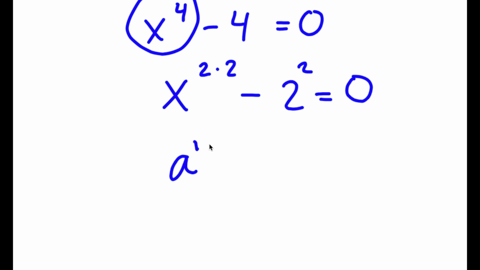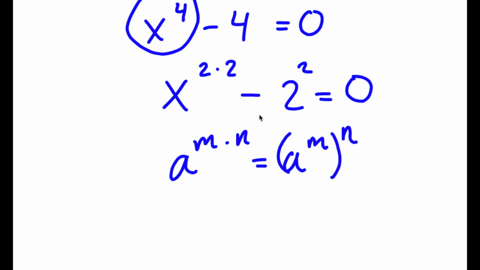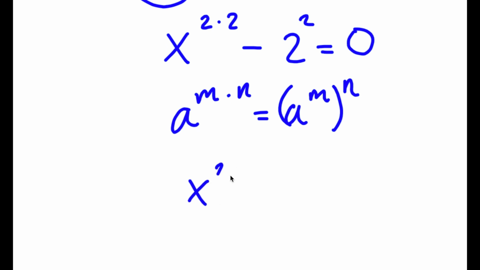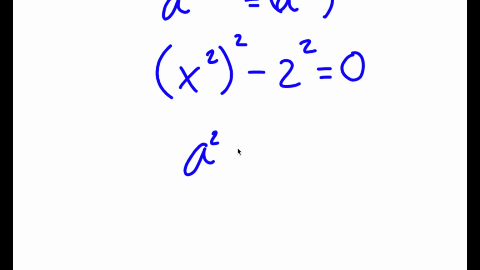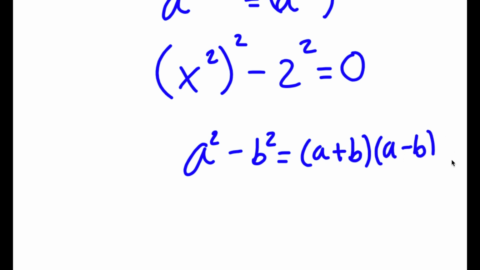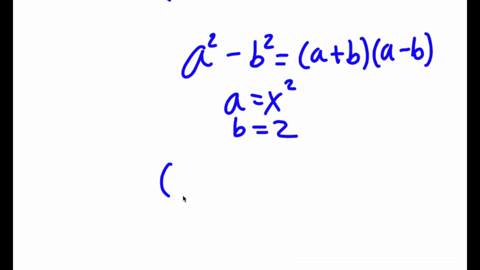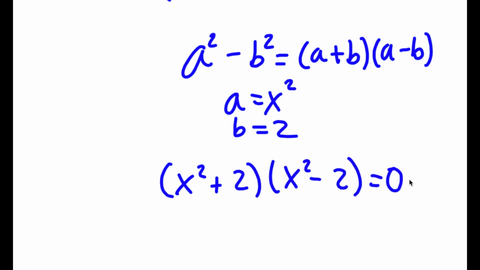Now if I have something in the form a to the power of m times n, this is the same thing as a to the power of m to the power of n. So x to the power of 2 times 2, I can rewrite as x to the power of 2 to the power of 2. Now I have this minus 2 squared is equal to 0. Now, if I have something in the form a squared minus b squared, this is equal to a plus b times a minus b. So in this case, a is x squared and b is 2. So now I have x squared plus 2 times x squared minus 2 is equal to 0.